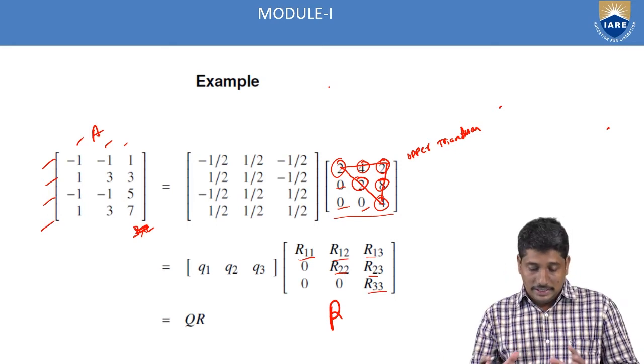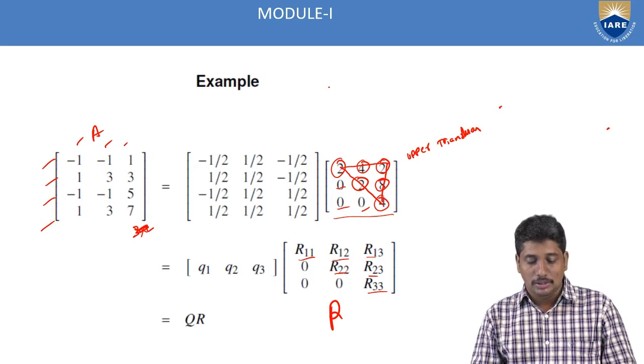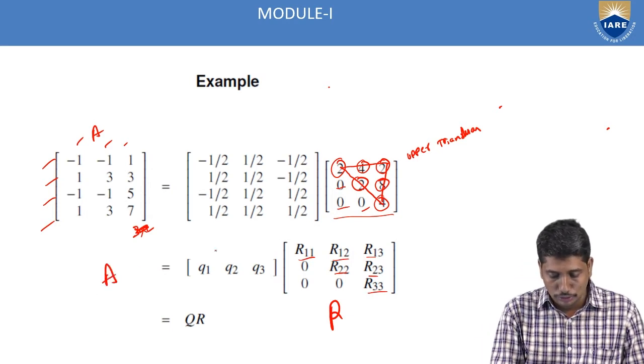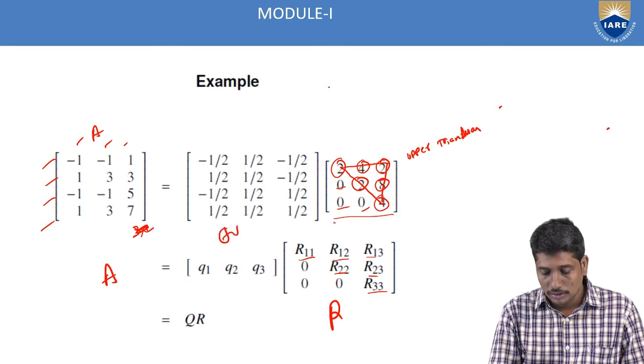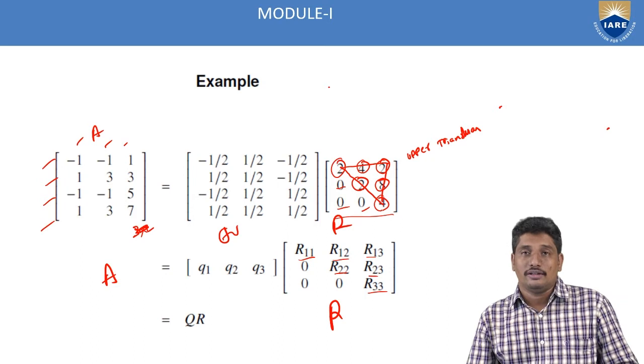So, by putting all these things together, we observe that A is decomposed into two matrices Q and R, Q into R, where Q is an orthonormal matrix and R is an upper triangular matrix.